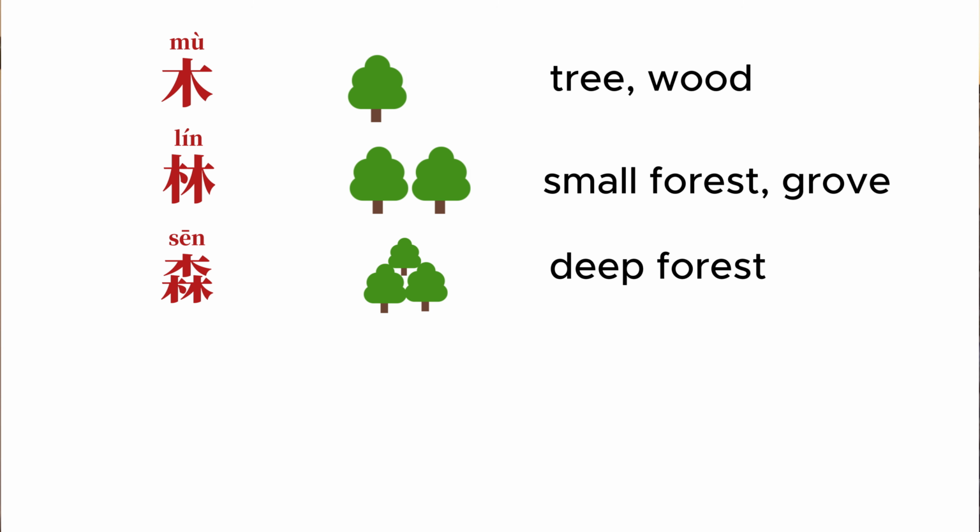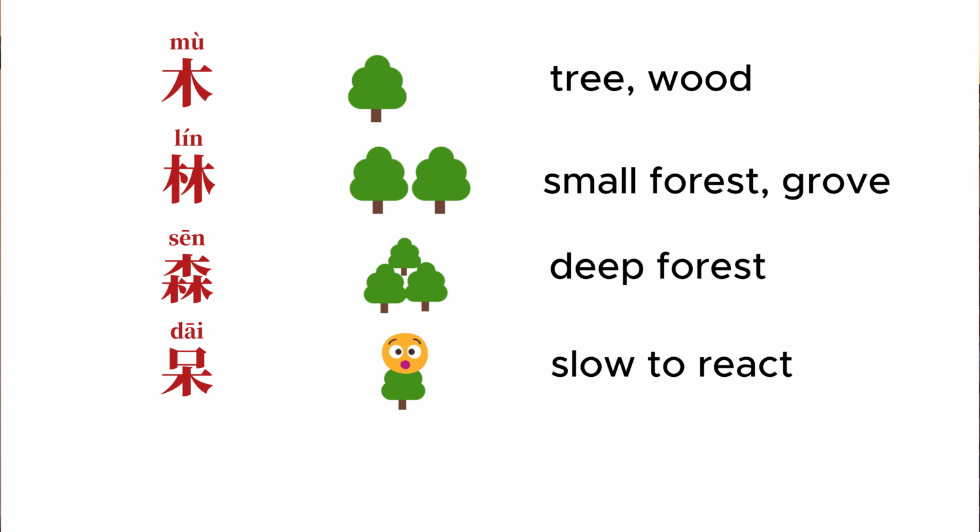This character combines mouth and the tree. It paints the image of someone standing still, mouth open, staring blankly. A super vivid character for being stunned or slow to react. Combine a person with a tree and you get xiu, which means to rest, like someone relaxing under a tree.